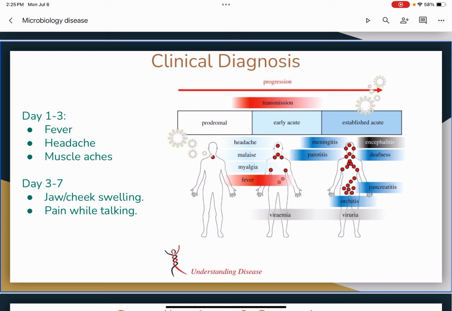The symptoms and signs usually develop in stages. So during the first 1 to 3 days, this is when patients experience general flu-like symptoms. So a fever, headache, muscle aches, fatigue, malaise, very general symptoms that are similar to a lot of other viruses.